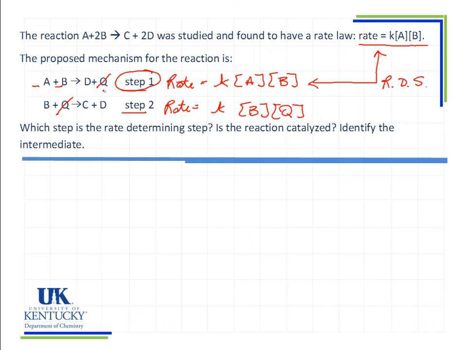produced and later consumed. So we see Q being generated in an early step and getting used up in a later step. That is not a catalyst, that is an intermediate. So Q is the intermediate. And in this reaction, there is no catalyst.